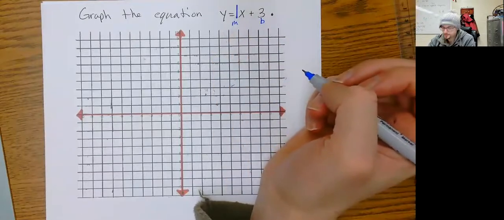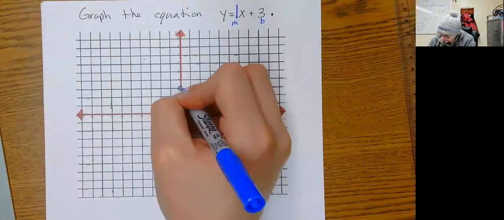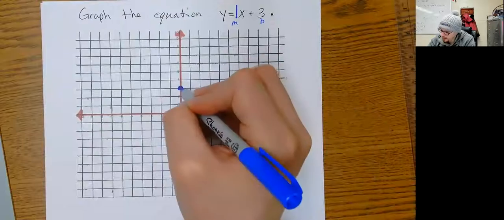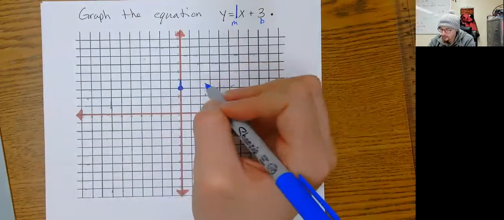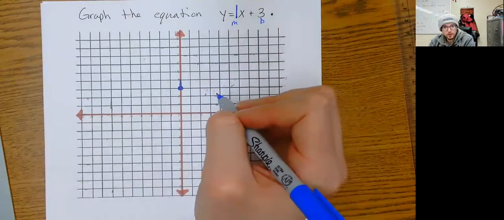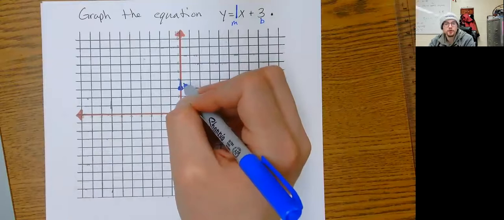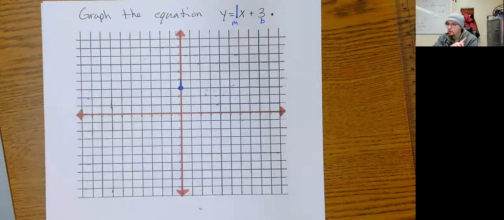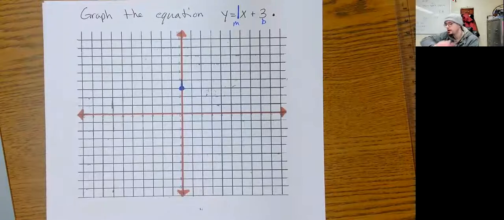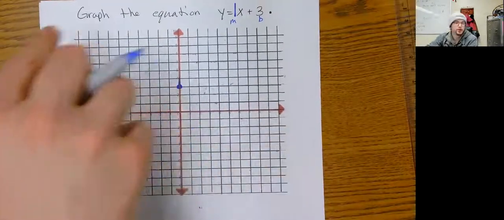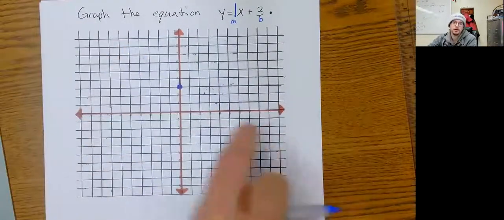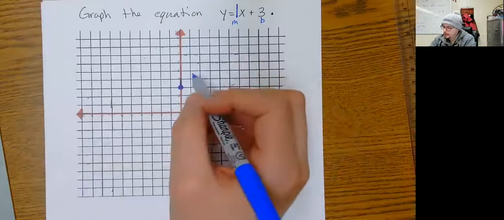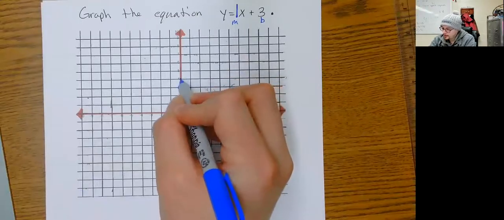y-intercept is 3. So I'm going to start at 3, and I'm going to go up 1. Now the other question is, well, if I go up 1, how many over do I go? And by the way, when I say over, I always mean to the right. You always go left to right, right? That's why all my little dudes are walking from the left to the right. So you're going to go over 1.